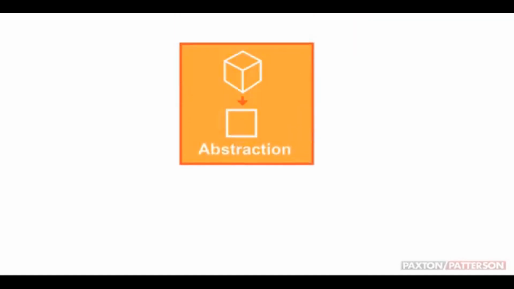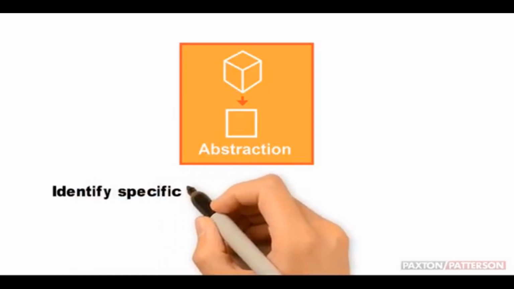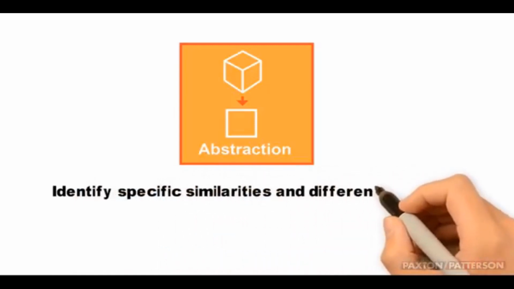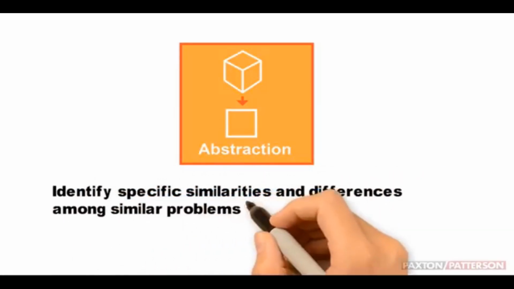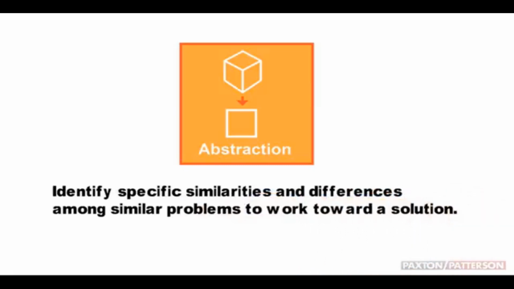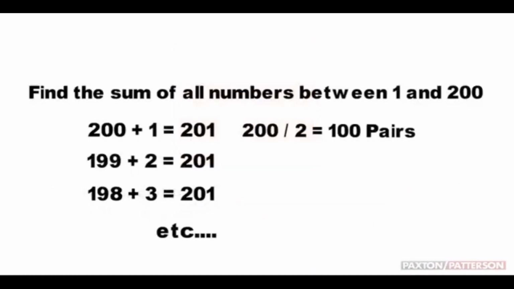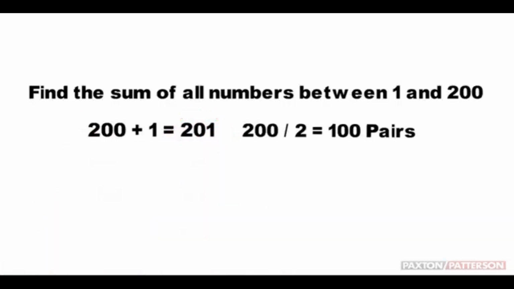Step 3 of the computational thinking process is abstraction. Abstraction suggests we identify specific similarities and differences among similar problems to work toward a solution. In our original problem, we had to find the sum of all numbers between 1 and 200. Let's look for similarities and differences. All the pairs have the same sum, so we can get rid of these.